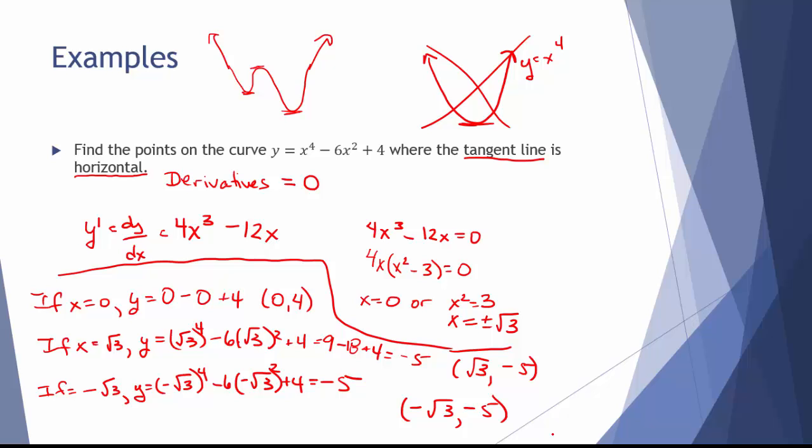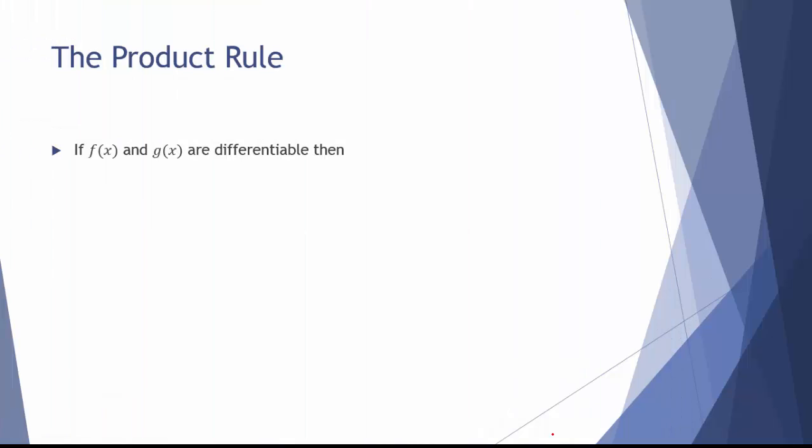So let's take a look at a couple more differentiation formulas that'll help us in taking some derivatives. The next one is going to be the product rule. The product rule says if f of x and g of x are differentiable, then the derivative of f of x times g of x is found by taking f of x times the derivative of g of x plus the derivative of f of x times g of x.